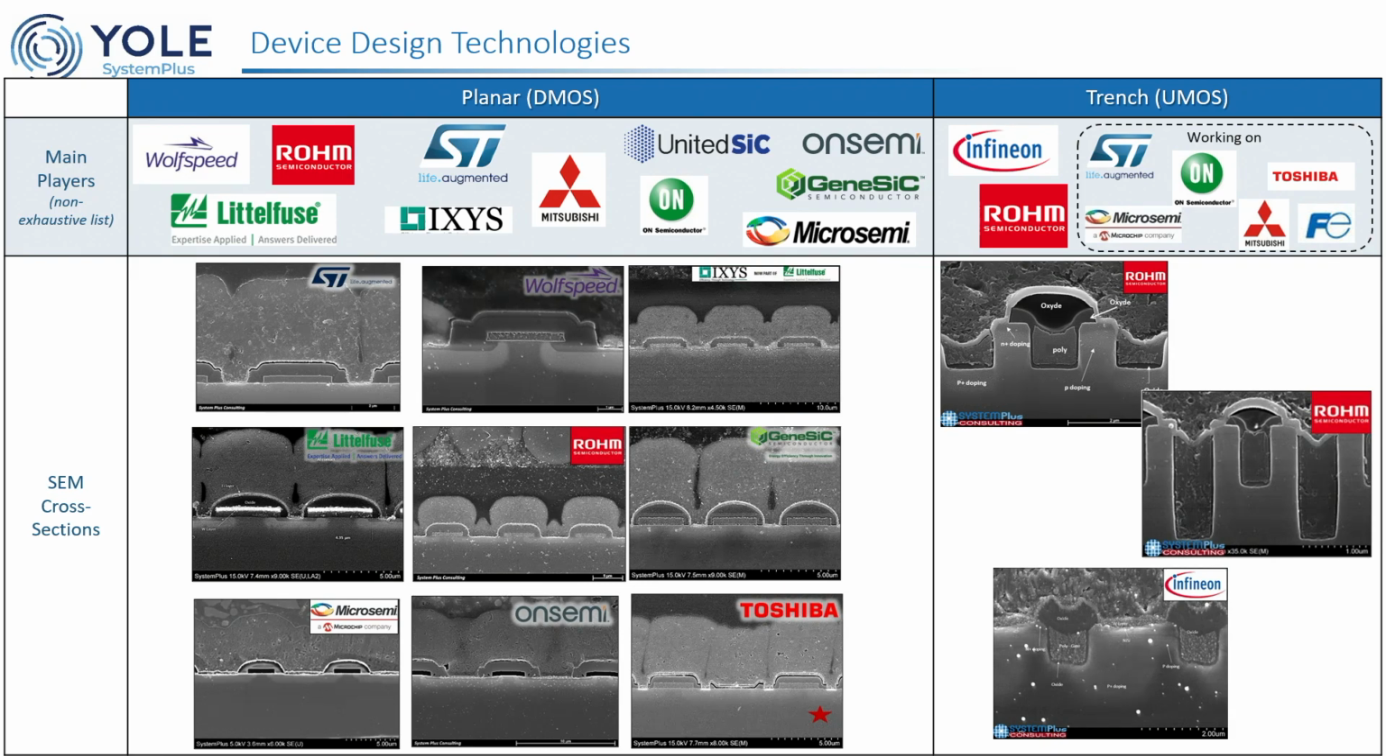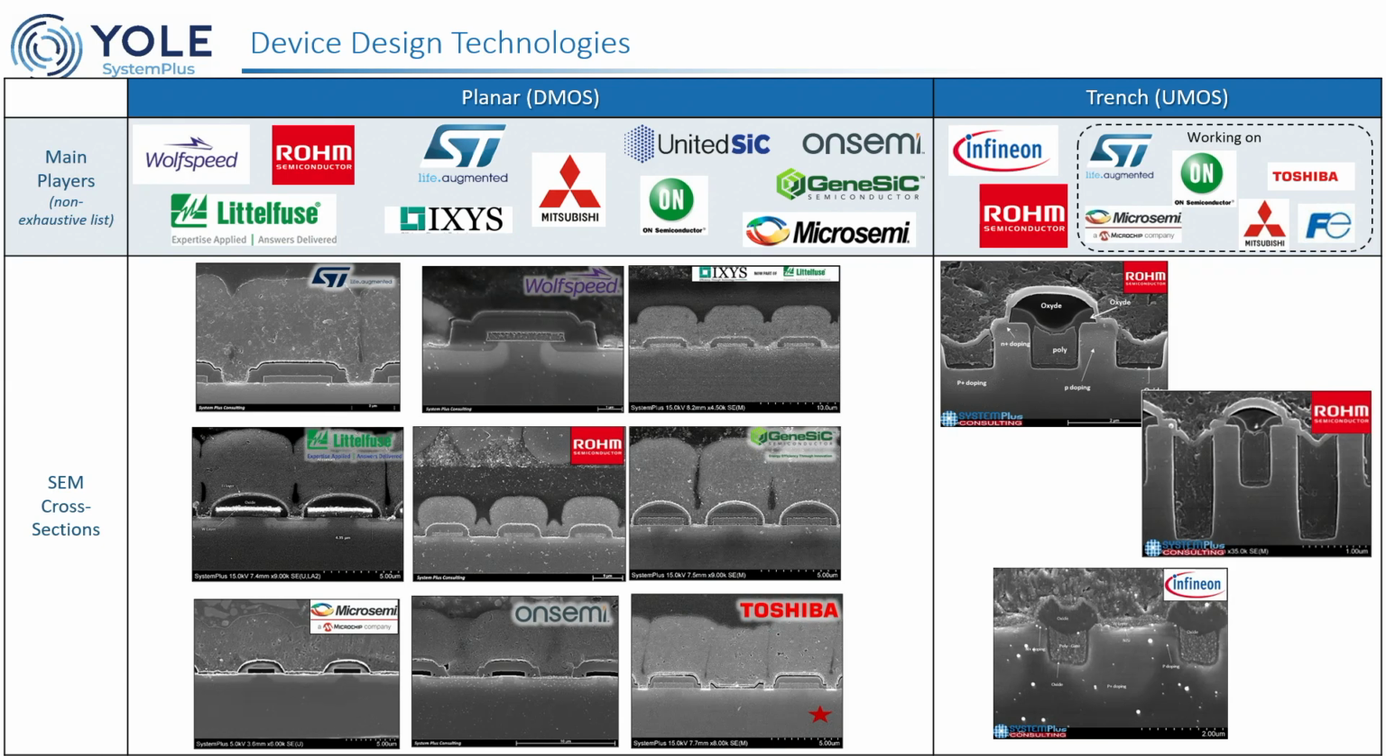In terms of technology, this is a mapping of the cross sections of devices that we could open and analyze. Here you see the different designs proposed by players. They are mainly planar devices. As you see, the structures are quite similar, except Toshiba proposed the integrated Schottky barrier diode in the device itself, between the two gates.